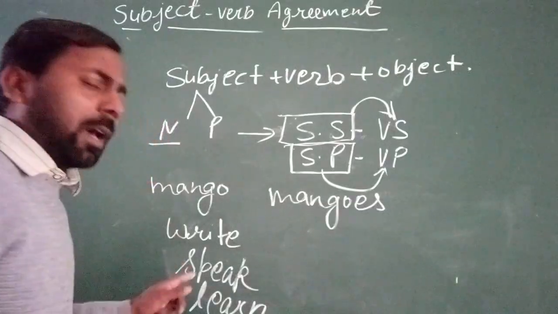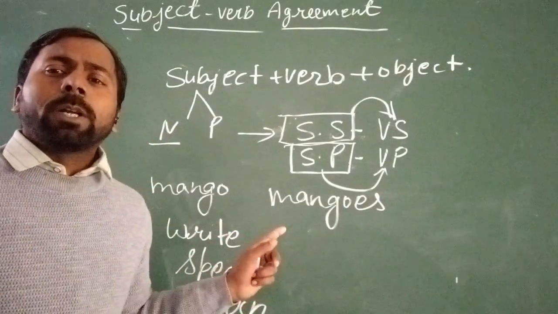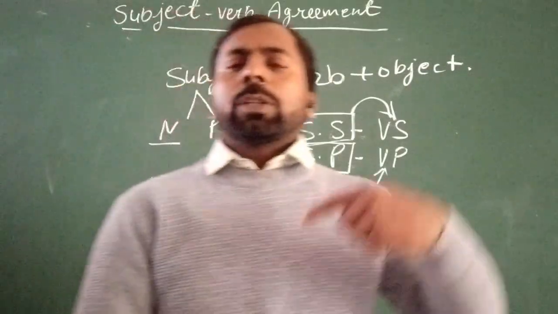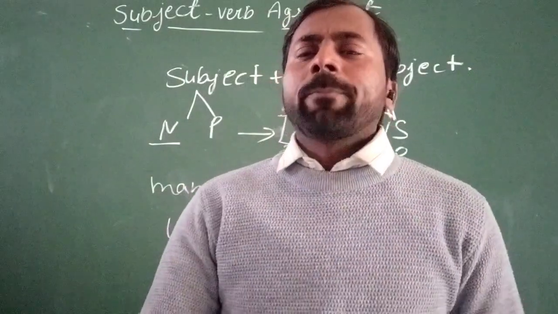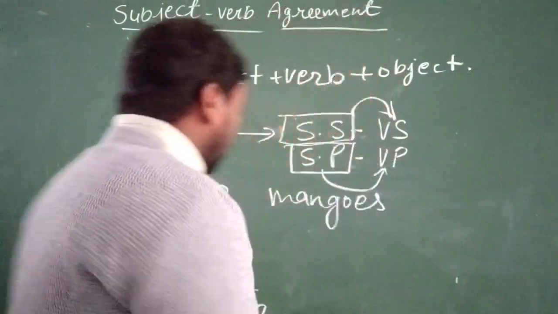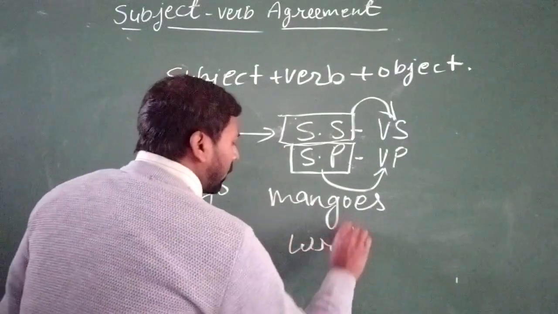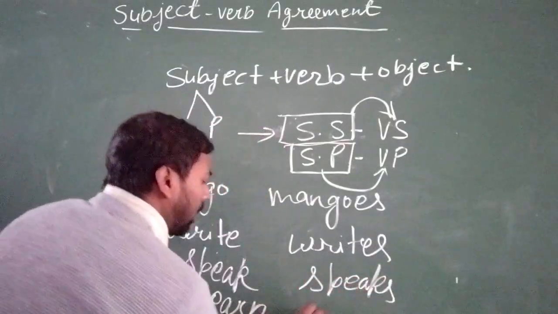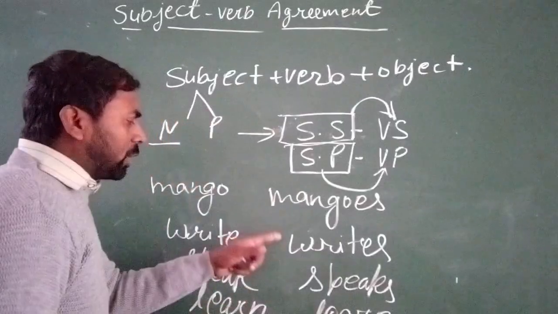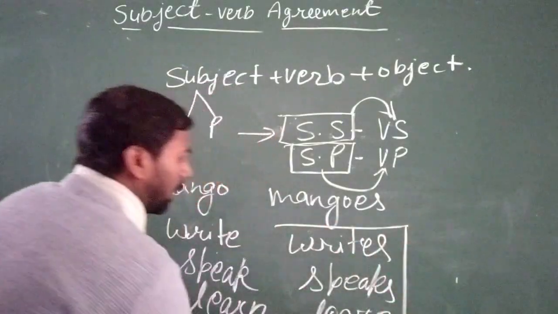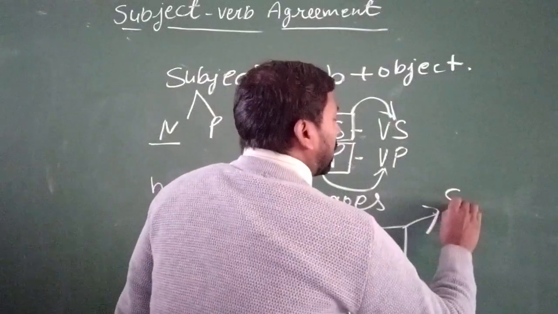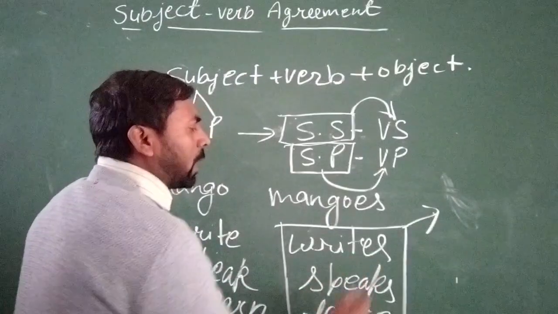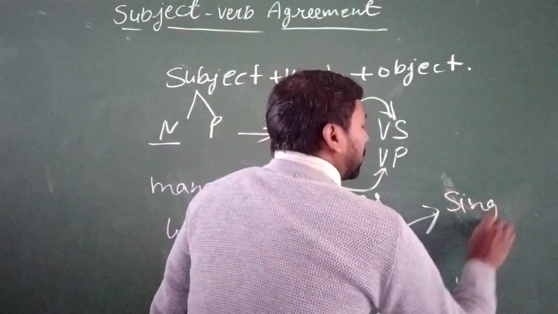All these verbs are in the plural number, not singular number. It is a plural number form. And when we convert it into the singular number, then we use s or es. Like write will be writes, speak will be speaks, and learn will be learns. So this part will be singular number. Of course, if you add s or es with the verb, then it will be singular number.